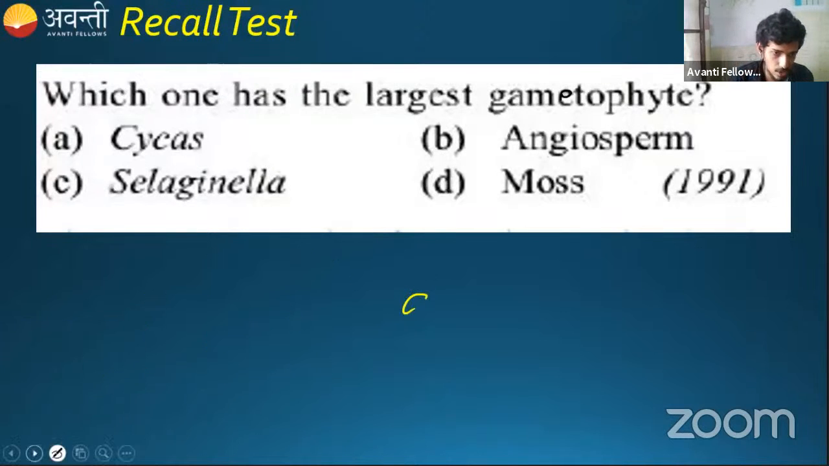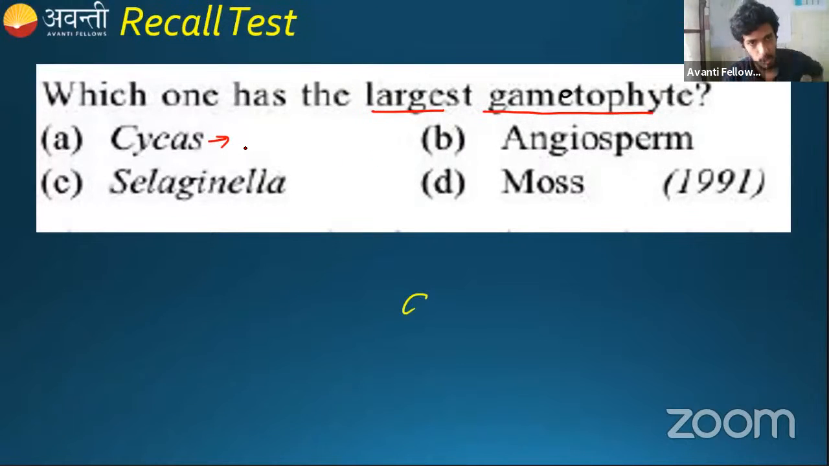So I'll explain the question. They are asking about the largest gametophyte. Cycas belongs to which division? It belongs to the Gymnosperms. Most of you know, I think, right? Gymnosperms have a very inconspicuous gametophyte. It remains a single cell or a few cells only.